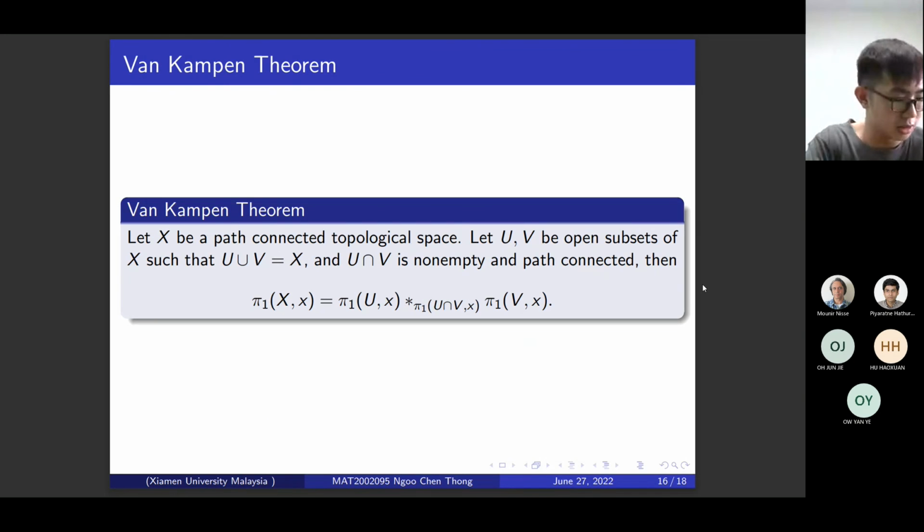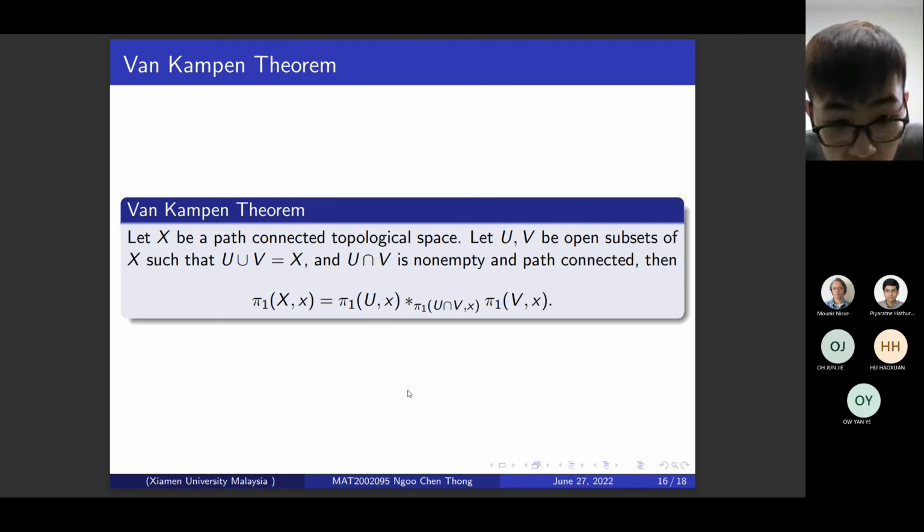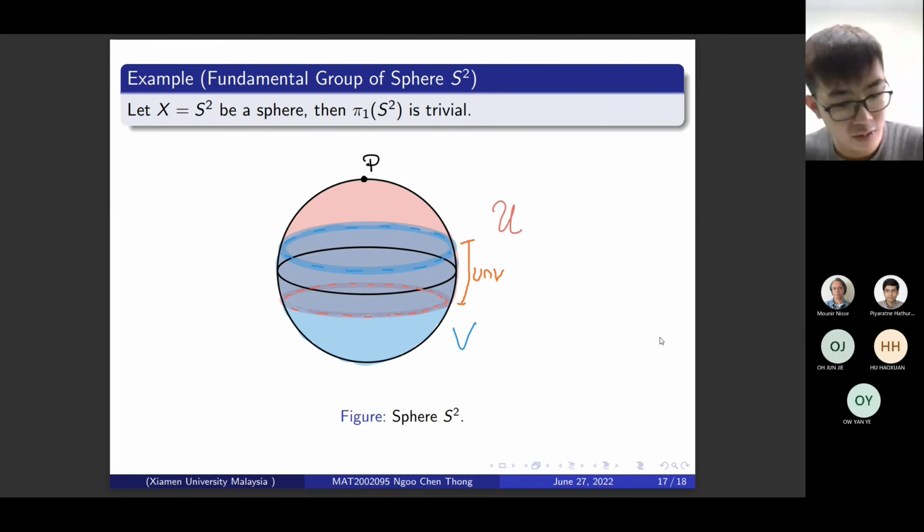Okay, now we talked about the Van-Kampen theorem. The Van-Kampen theorem is: let X be a path connected topological space, and let U, V be open subsets of X such that U union V equals X, and U intersect V is not empty and path connected. Then the fundamental group of X is pi 1 U amalgamated free product with pi 1 V under pi 1 of U intersect V.